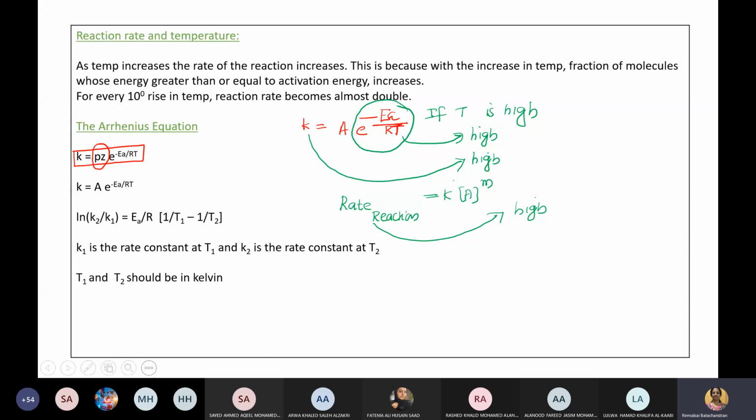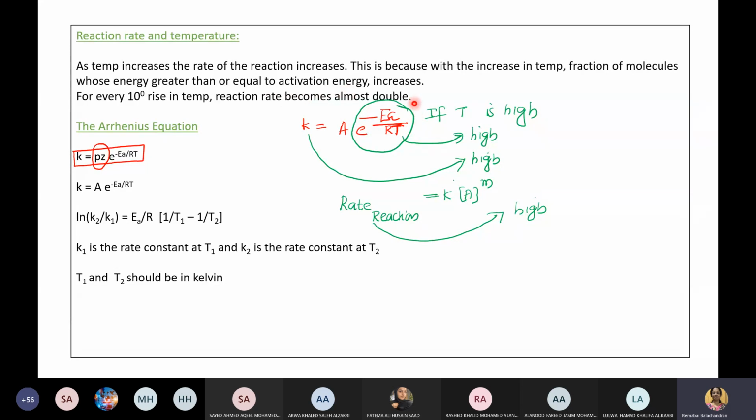Look, I will explain now. I will read that sentence first of all. As temperature increases, the rate of the reaction increases. I hope you understood the meaning. So if T is high, the rate of the reaction is high. Second sentence: this is because with an increase in temperature, the fraction of molecules whose energy is greater than or equal to activation energy increases.